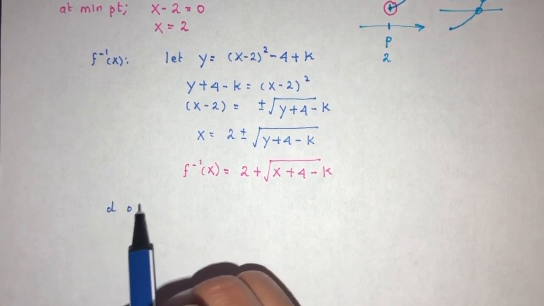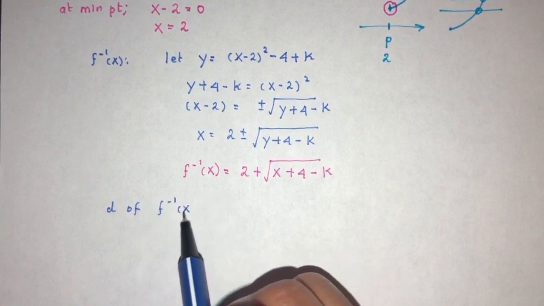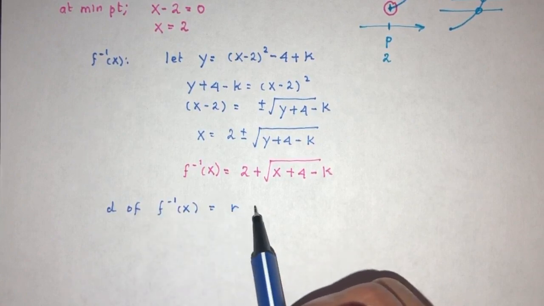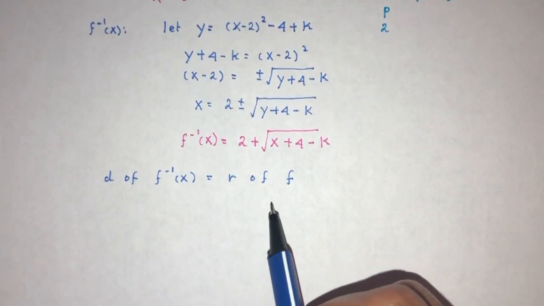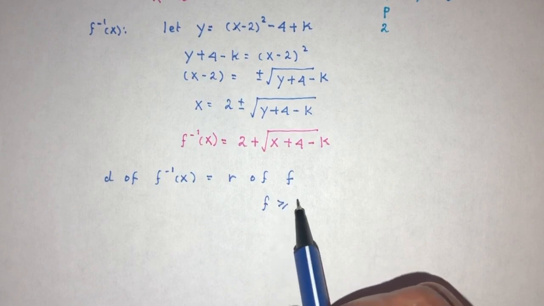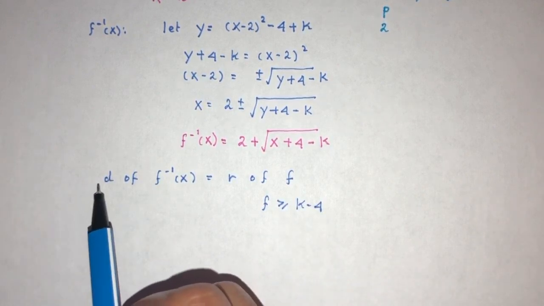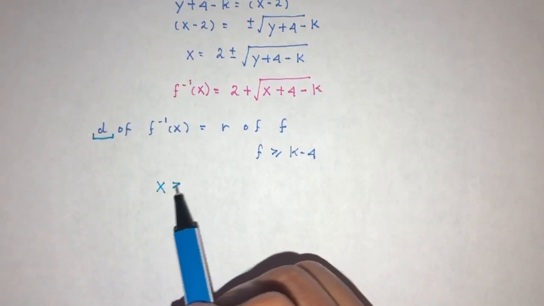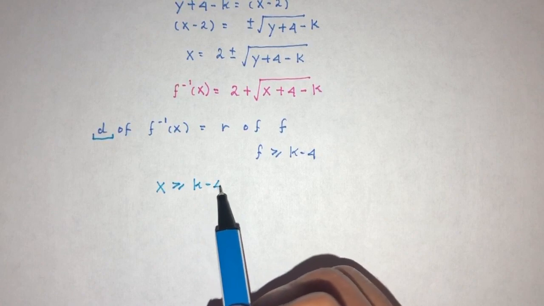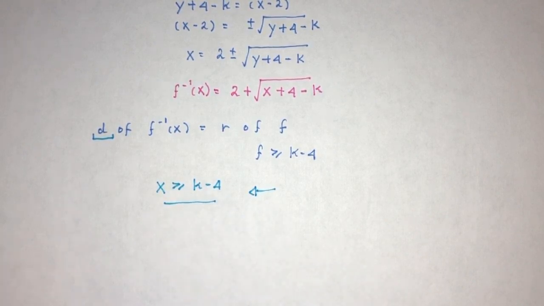So the domain of f inverse of x is the same thing as the range of f. Now we know the range of f has been found to be f has to be more than or equal to k minus 4. So obviously we use that. But when we express domain, we write x. So you just have to write x has to be more than or equal to k minus 4. That will be your answer for the domain of f inverse.